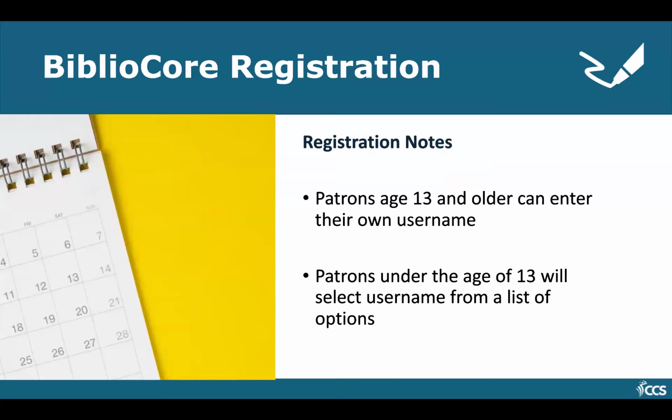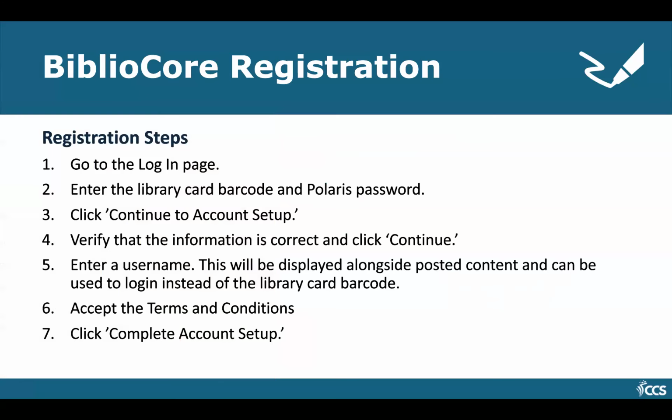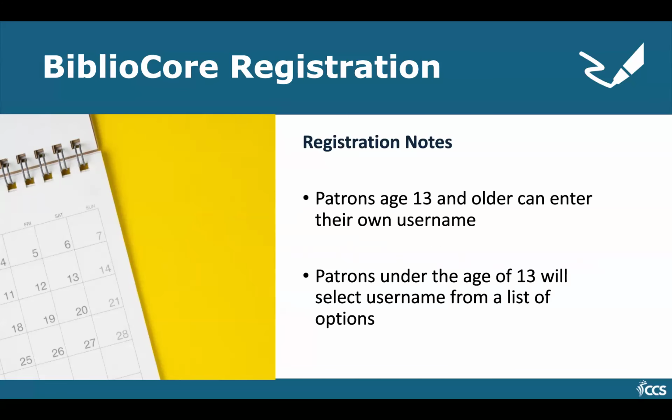In BiblioCore, the registration process is going to look slightly different if you are an adult or if you are a minor, meaning you are under the age of 13. And I'm going to show you what both look like. So again, when I mentioned I've got notes and some how-to steps on the slides, you will get those in the follow-up email, but I am mostly going to be in Core for today.